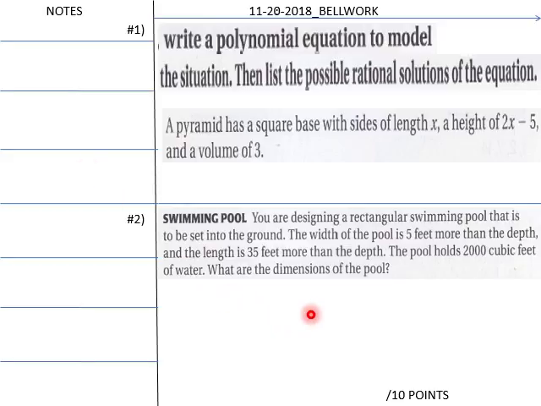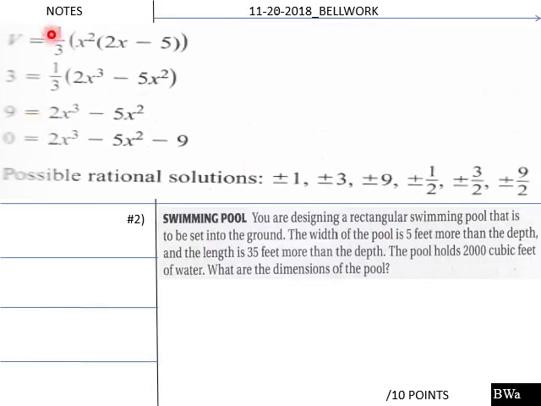Welcome back, everybody. Hopefully you got your solutions. This is number 1. Here's our plug-in into our volume formula. We go through our calculations, and we come up with this cubic function. Then we can figure out our possible solutions by using our rational zero theorem, and this is what we come up with: factors of this and factors of your coefficient.